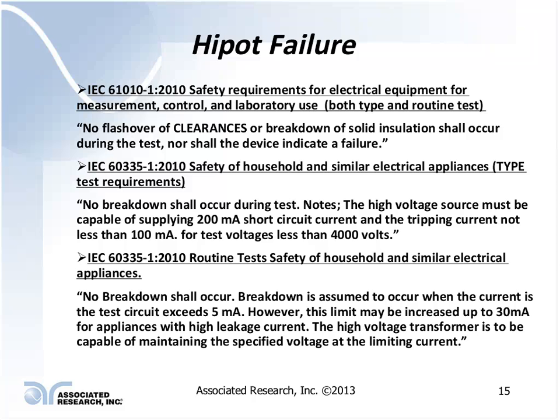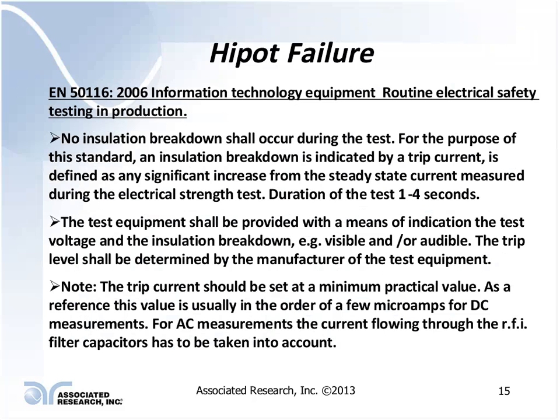The high voltage transformer must be capable of maintaining the specified test voltage throughout the duration of the test at the limited current. So it's got to have the capacity to maintain the output potential, all the way up to the trip current. So we're basically talking about a tester that has a regulated supply that's good enough to make sure that the test potential is not going to sag during the test itself.